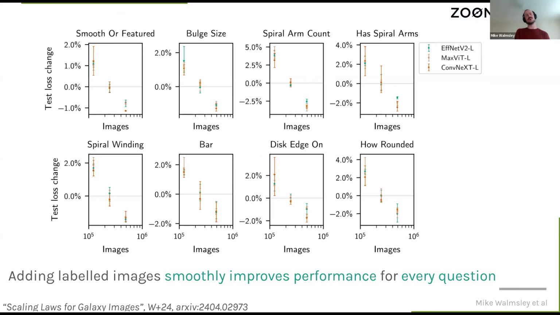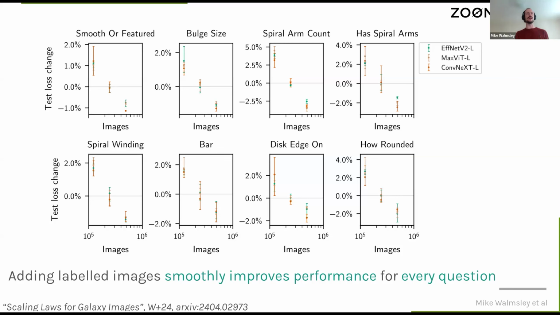Breaking it down by question. Remember, we're asking volunteers many different questions about each of these galaxies and with each of these telescopes. We can see that for adding training data, the power law improvement we saw is not just an average improvement. It's not that some questions we do better, some we do worse, but on average we get this power law. It's actually true individually for every question. So for all of the questions that we asked the volunteers, I'm showing 3 large modern models, and we're consistently improving individually on each question.